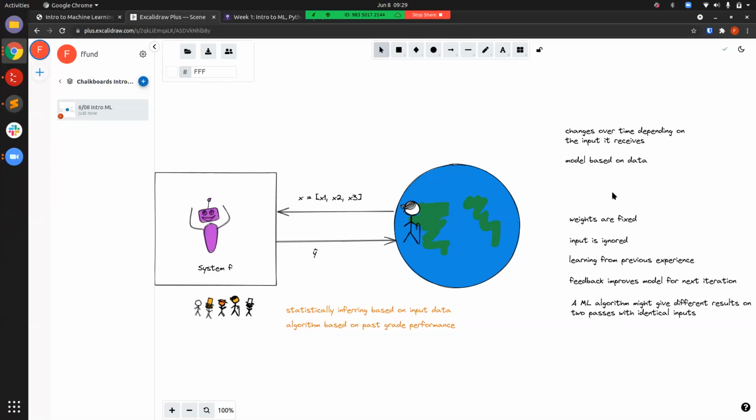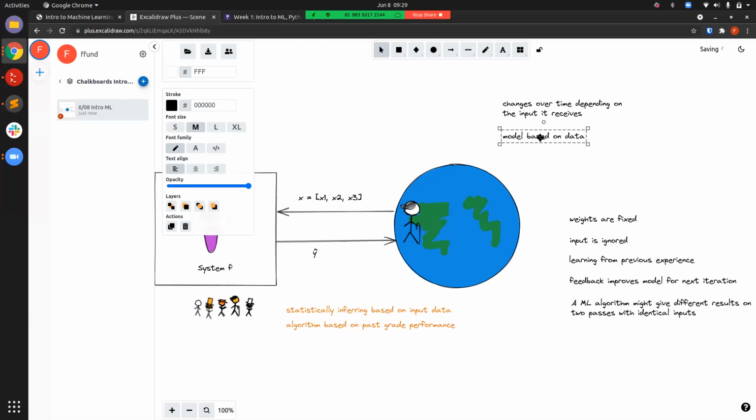Okay, let's see. Now we have some things where some people said that either the system does or does not do those things, and so that disqualifies it from being machine learning. There were some systems where the input is ignored. Does that necessarily disqualify it from being machine learning? Is it possible to have a machine learning system where the input is ignored?